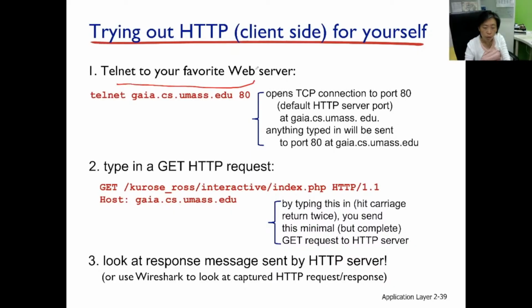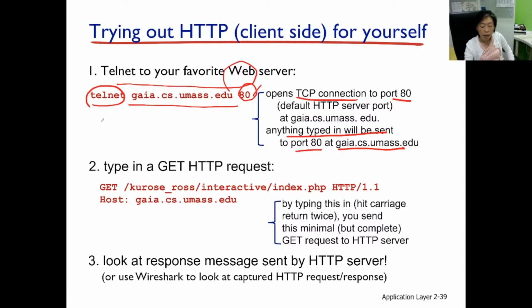Telnet to the favorite web server here, and we're going to use this machine that the textbook author has set up for us. So we'll telnet to gaia.cs.umass.edu at port 80. What it does is open the TCP connection to port 80, where there's a web server already running. And anything typed in will be sent to port 80 at this guy. Telnet is a remote login application, just like SSH or RSH, if you know what it is.